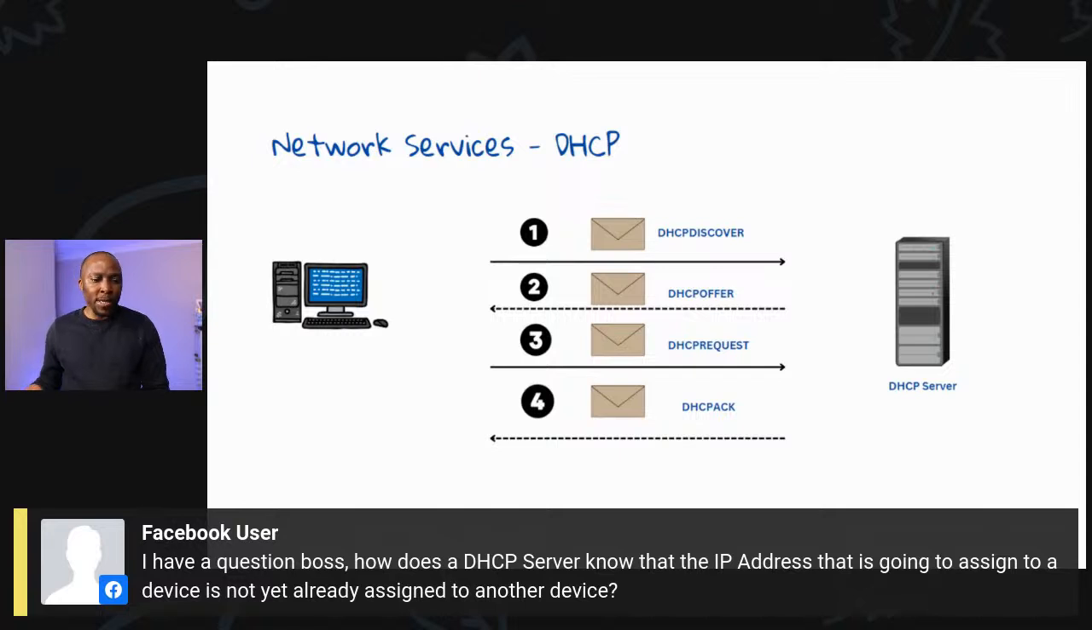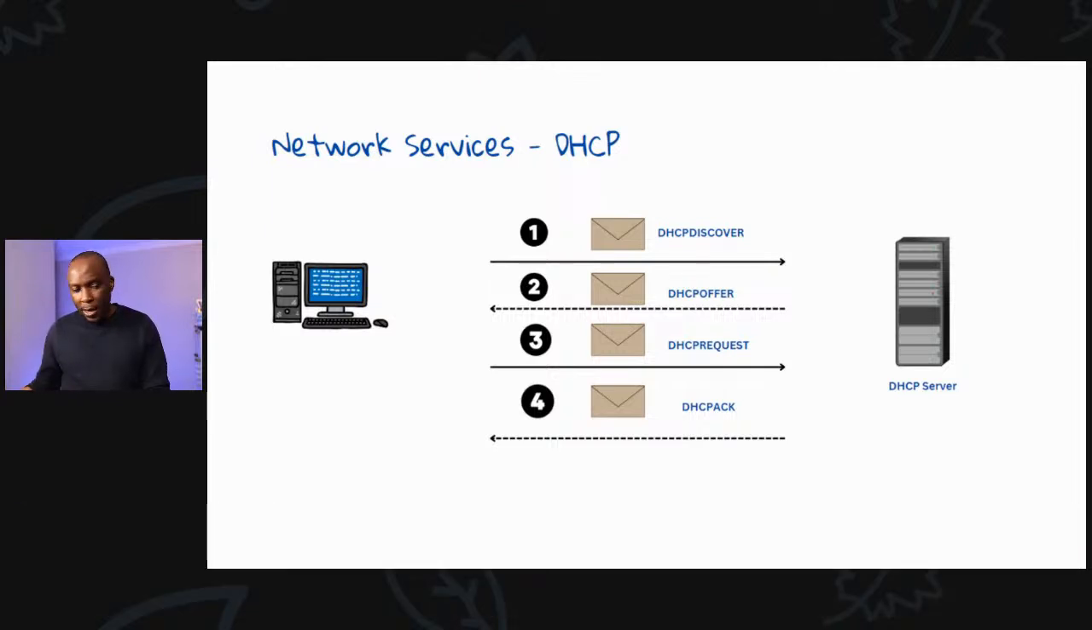All right, so how does the DHCP server know that the IP address that it is going to assign to a device is not already assigned to another device? Okay, that's a very good question, and I'm going to try and explain it by drawing. So let's take this server. This is the DHCP server, and it's issuing out IP addresses from 192.168.10.0/24, meaning anything from 1 up to 254 is allocated.